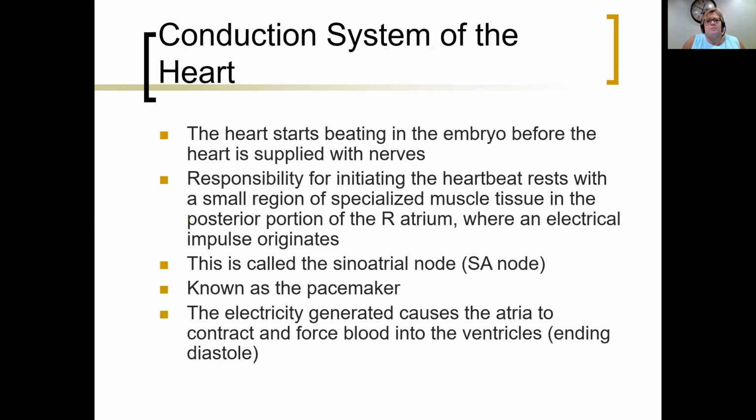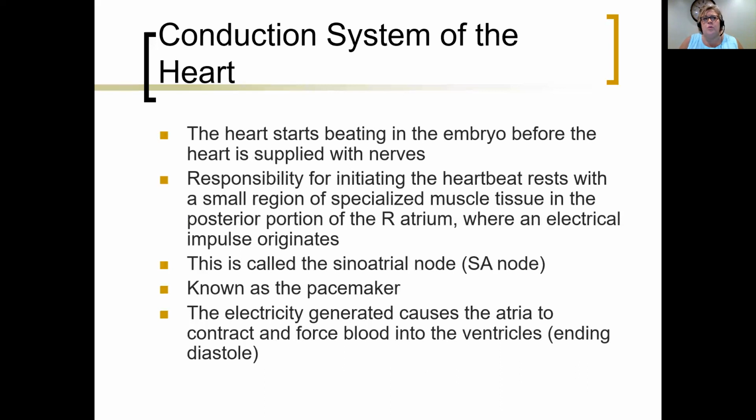The conduction system of the heart. The heart begins beating in the embryo before the heart is even supplied with nerves. We don't know how. I think it's the 18th day after conception, we can see a heartbeat in an embryo. The responsibility for initiating or starting this heartbeat rests with a small region of specialized muscle tissue in the back portion of the right atrium, and this is where the electrical impulse originates, or where it all starts. This is known as your sinoatrial node, or the SA node.